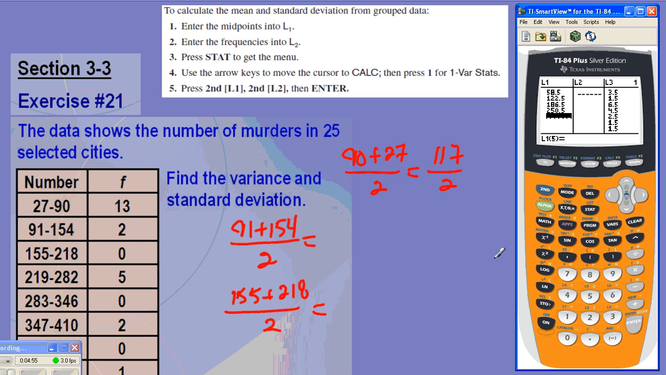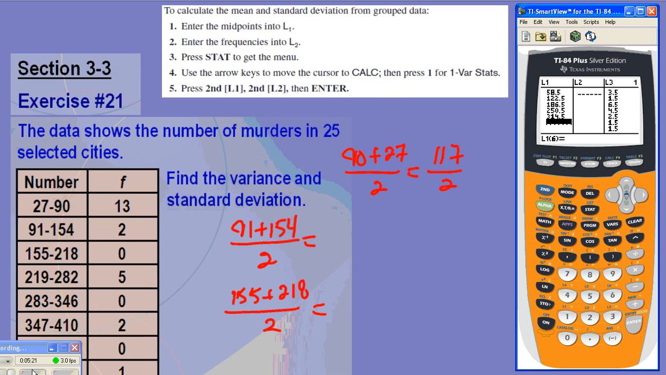And so the next one would be open parentheses, 283 plus 346, close parentheses, divided by 2, enter. Okay, so I'm going to hit pause for a minute. I'm going to continue filling up my list, and then we'll come back and we'll put the frequencies in together.